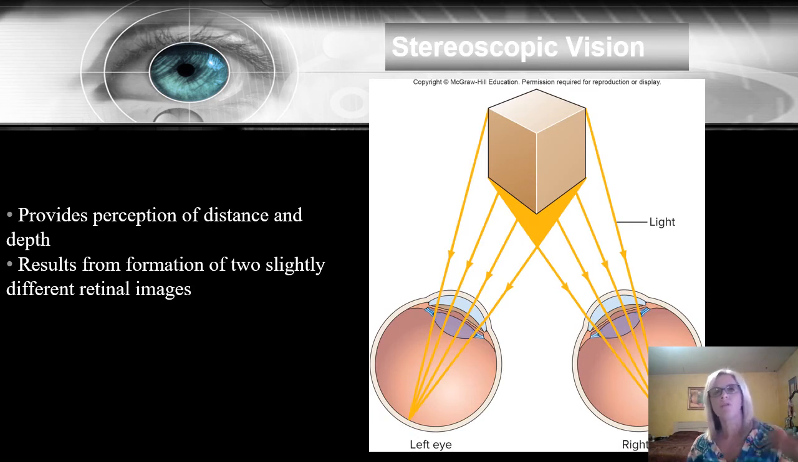Stereoscopic vision, also called stereopsis, helps us to perceive distance and depth, height and width. This is due to the distance between our eyes being between 6 and 7 centimeters. And this allows us to actually see objects in 3D. It also occurs because we're getting the formation of two slightly different retinal images, and we put those together, and that gives us that 3D view. So species that do not have the 6 to 7 centimeter distance do not necessarily have stereoscopic vision. So that is a beneficial feature that we have.